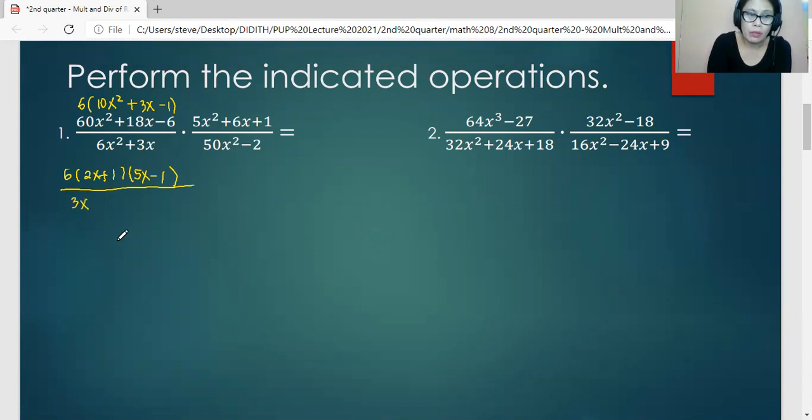And then the first denominator has a common monomial factor equal to 3x. And if we divide both terms here by the common monomial factor, we will have 2x. 3x divided by 3x is 1. So these are the factors.